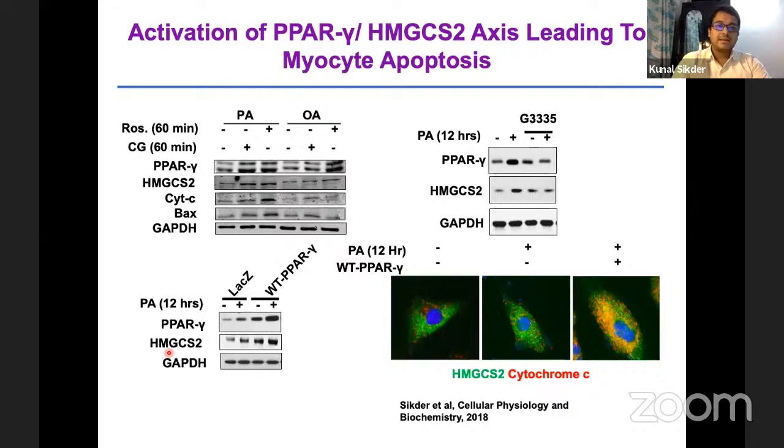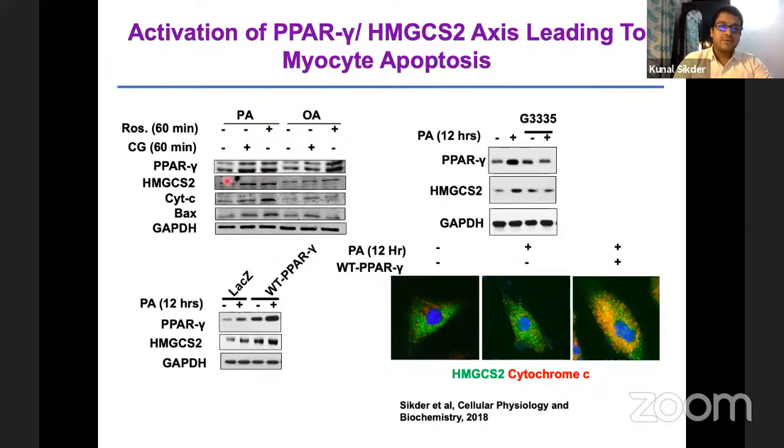So this is the left corner picture. We treated the cells with either palmitic acid or oleic acid. Palmitic acid mimics the high-fat diet condition, the hyperlipidemic condition, in vitro. This is a saturated fatty acid, and oleic acid is a control for that, because oleic acid is an unsaturated one. We always use oleic acid for this kind of study just to have a control. But we'll only focus on the palmitic acid one, so only this section of the picture.